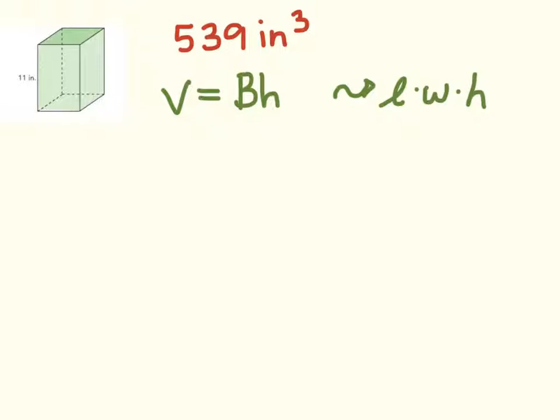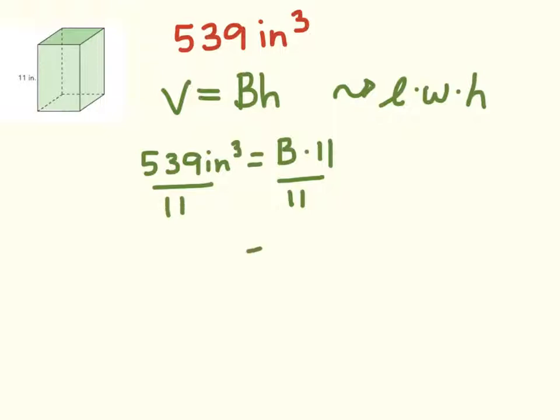All right, so our volume is going to equal 539 inches cubed times our unknown area of the base times 11. So we're going to divide each side by 11 to isolate our unknown area of the base. And that gives us 49 inches squared now, okay?